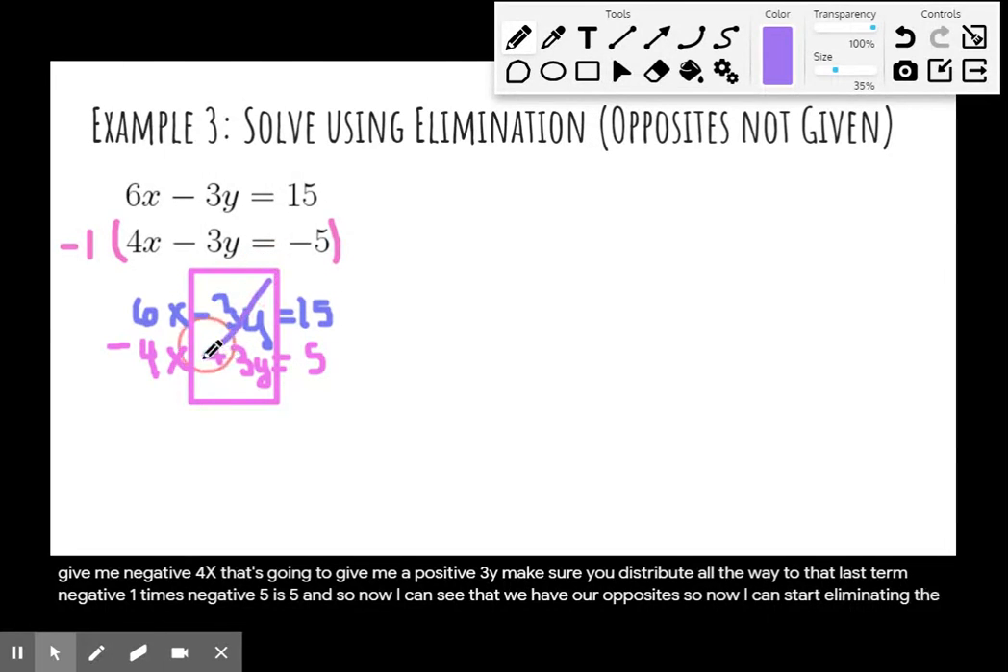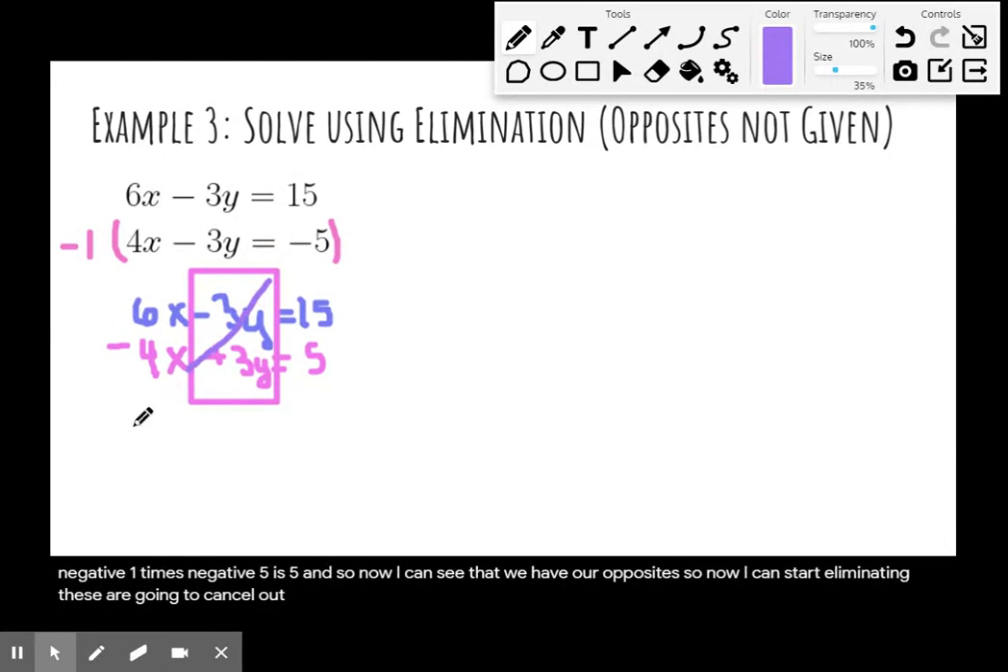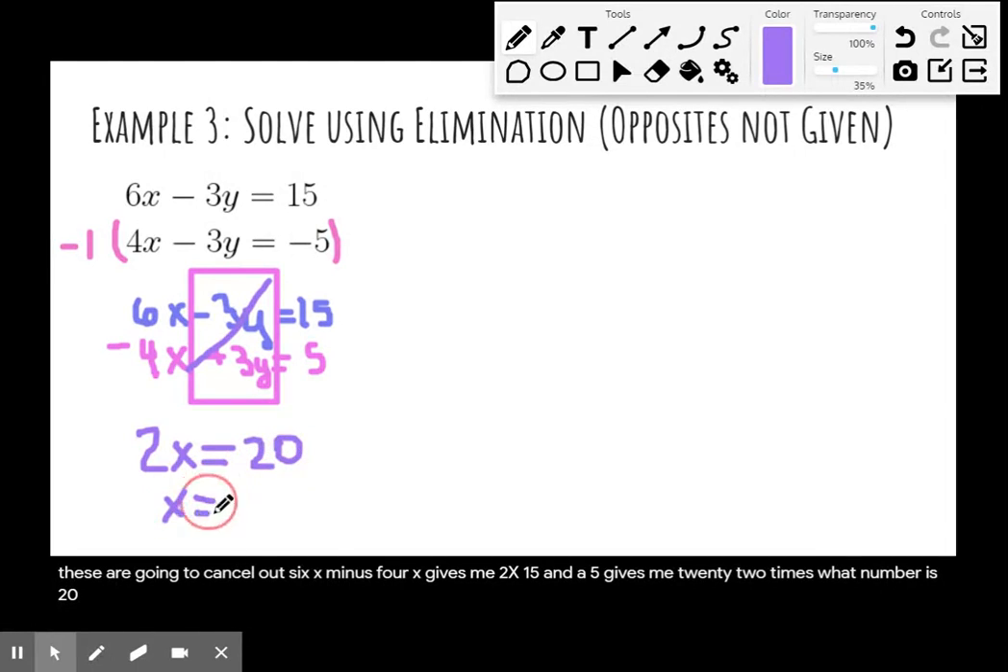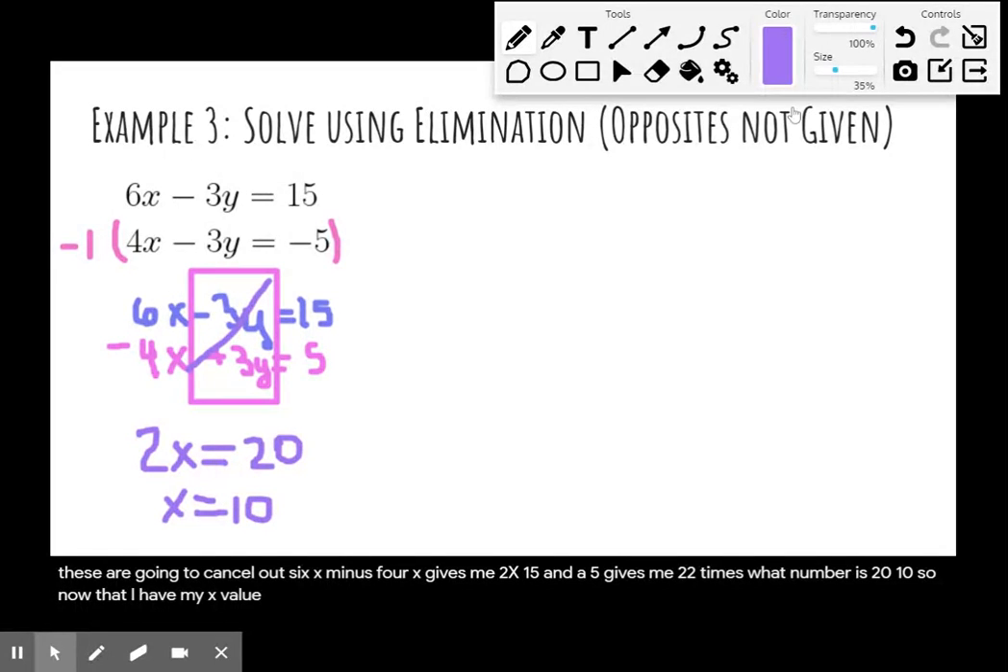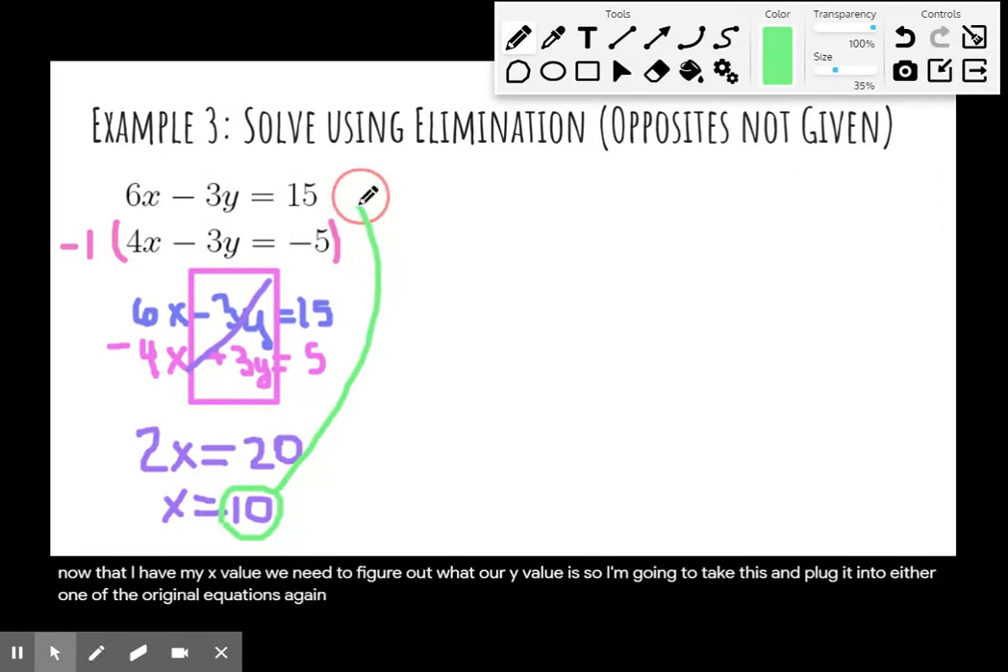Okay. These are going to cancel out. 6x minus 4x gives me 2x. 15 and a 5 gives me 20. 2 times what number is 20? 10. So now that I have my x value, we need to figure out what our y value is. So I'm going to take this and plug it into either one of the original equations. Again, I'm just going to go with the first one.